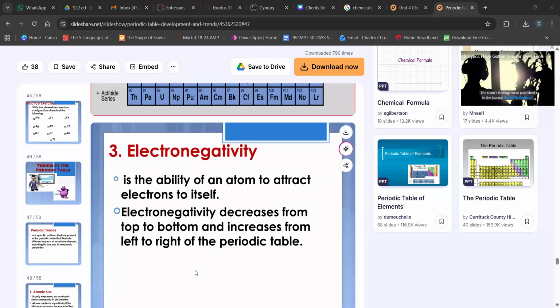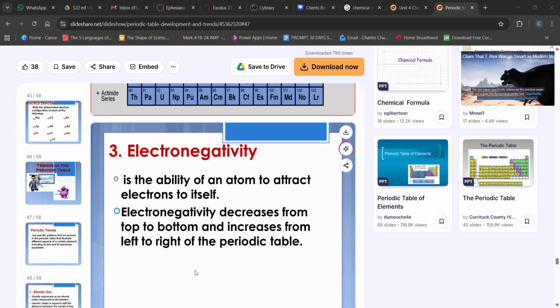So the trend in this case is what? Electronegativity will do what? Decrease from top to bottom. Why? Because the atomic size is what? Increasing. Remember, electronegativity is the ability of an atom to attract electrons to itself. So if the size of the atom keeps growing bigger from top to bottom, then electronegativity decreases because the distance between the nucleus and the outermost electron is increasing. Okay?